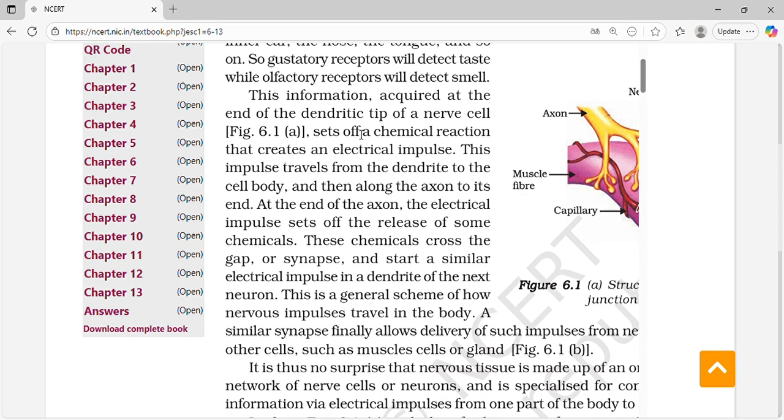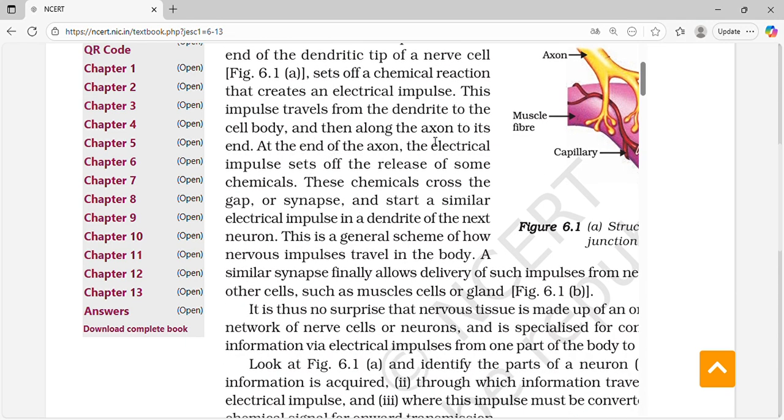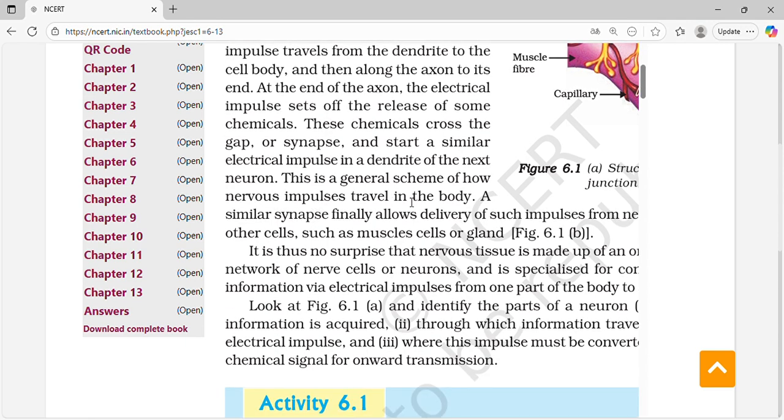The information acquired at the end of the dendritic tip of a nerve cell sets off a chemical reaction that creates an electrical impulse. The impulse travels from the dendrite to the cell body and then along the axon to its end. At the end of the axon, the electrical impulse sets off the release of some chemicals. These chemicals cross the gap or synapse and start a similar electrical impulse in the dendrite of the next neuron. This is a general scheme of how nervous impulses travel in the body.